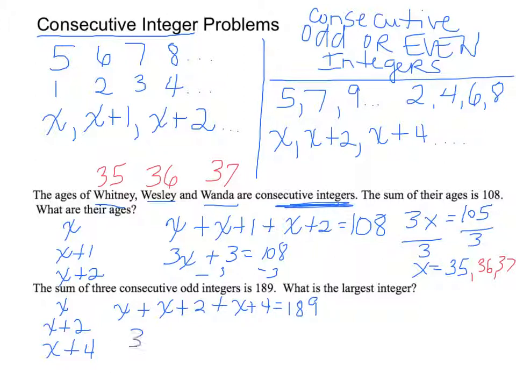So I have 3x's plus 4 and 2 is 6. So I have 3x plus 6 equals 189. If I subtract 6 from both sides, I'm going to get 3x is equal to 183. And if I divide, I get x is equal to 183 divided by 3.